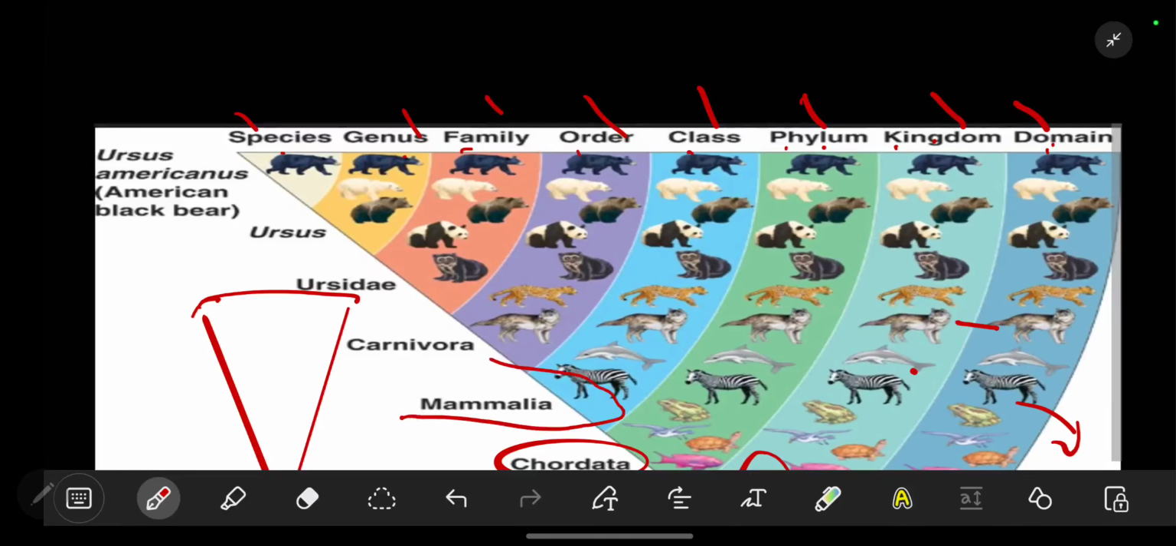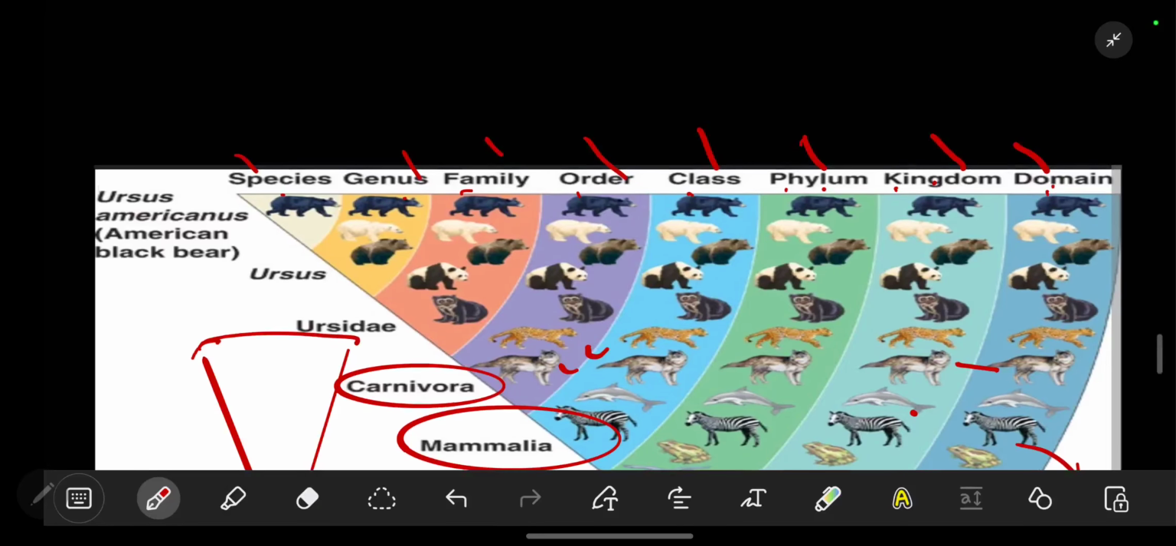We have Mammalia, those that are able to produce milk. We might have the Carnivora, those that only eat meat. So we have the tiger, the wolf, the polar bear and other things, until we reach the species.